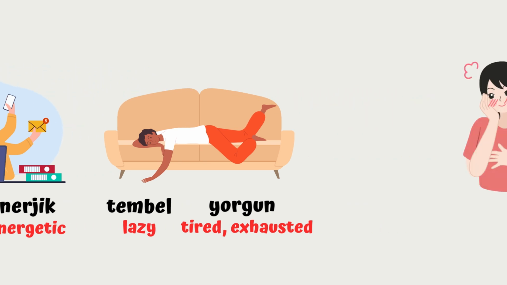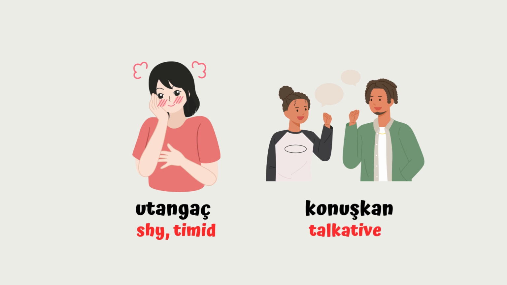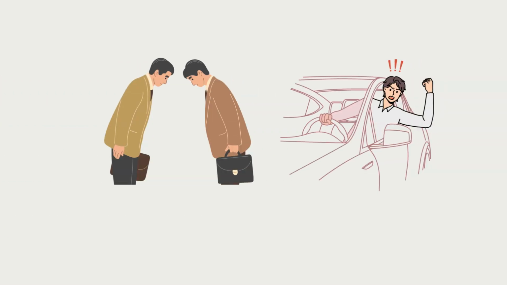Okay, let's take a look at this picture. We have 2 adjectives. For the first picture, we can use utangaç. And for the second picture, we can use konuşkan. And the last pictures. So we have 2 adjectives again. So what adjectives can you use? For the first picture, we can use kibar. And for the second person, we can use kaba.